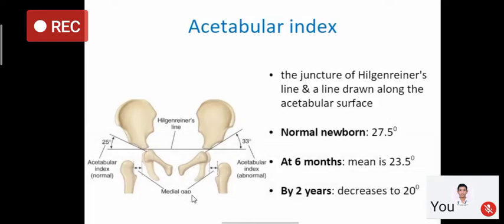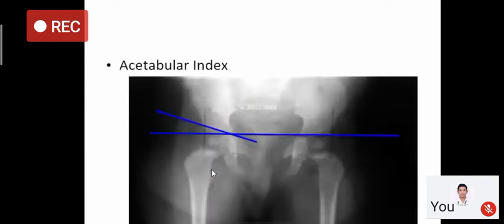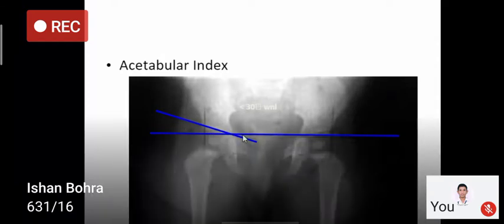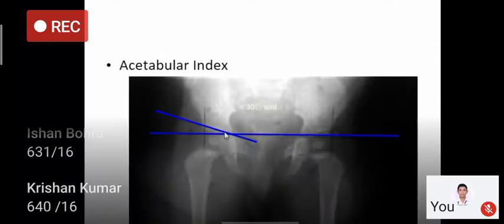the acetabular index. Then the medial gap on both sides. If the head is in the outer position, the gap will be more. This is the acetabular index, horizontal line, and this is the inclination line of the acetabulum.